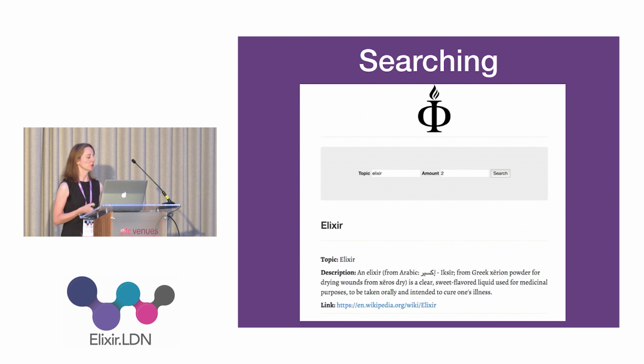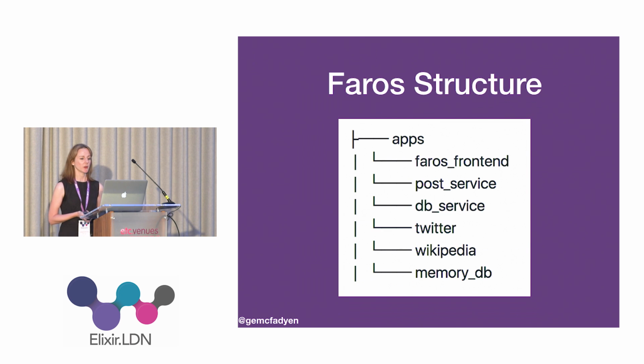As it happened, we stored the results for the search in memory just for fun, just to explore GenServer as a way of an in-memory cache. So our umbrella structure looks something like this.